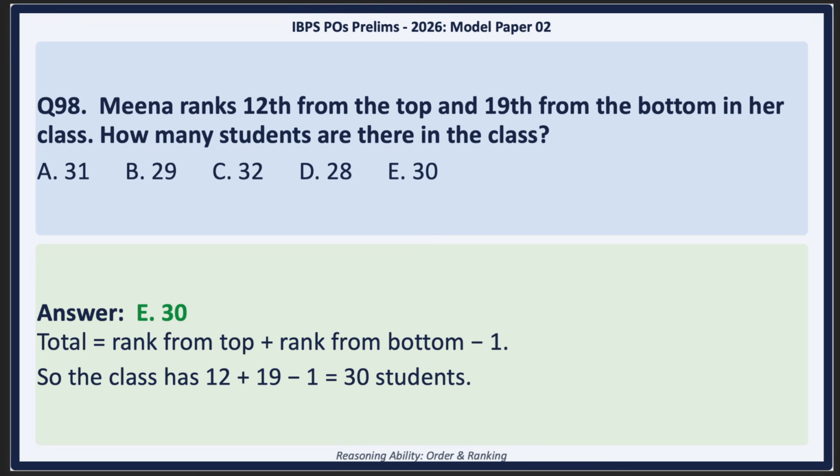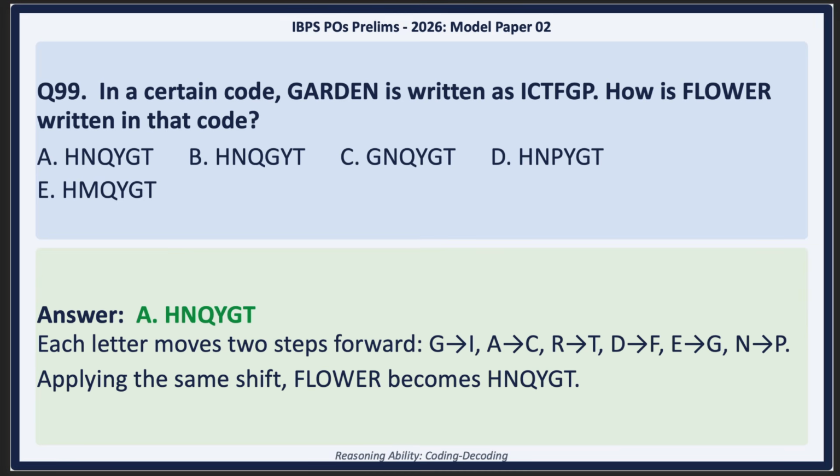Exactly. 2 questions left. Question 99 is coding and decoding. The word garden is written as ICTFGP. How is flower written? Look at the underlying mechanism. Compare the first letters, G to I. In the alphabet, it just skips H. That is a shift of +2. A to C is also +2, so the whole word just shifts by 2 letters. Right, so apply that structural rule to flower. F becomes H, L becomes N, O becomes Q, W becomes Y, E becomes G, R becomes T. So H, N, Q, Y, G, T.